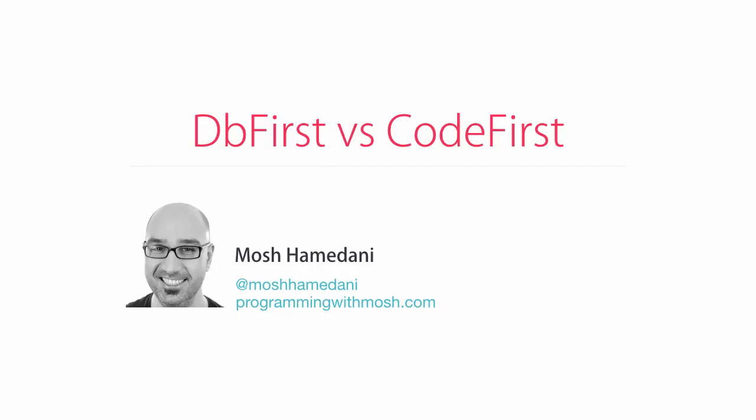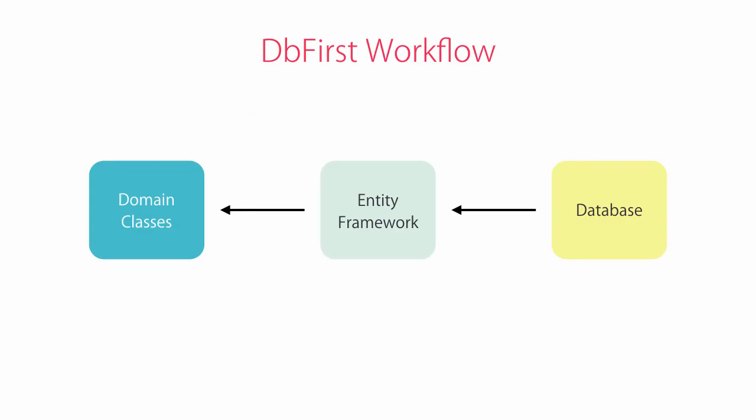So there are two workflows to use Entity Framework. The traditional way is to design database tables first, and then have Entity Framework generate the corresponding domain classes. This approach is called database first or DB first. The other way to use Entity Framework is the opposite direction. So we start with our domain classes and have Entity Framework generate the database tables for us.